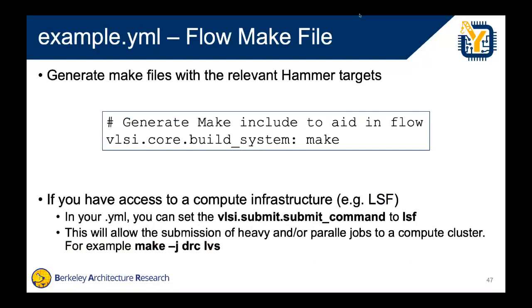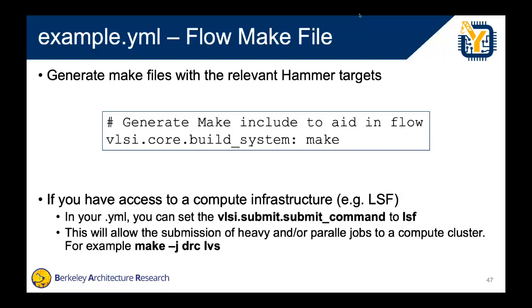Another nice feature of Hammer, something you might expect, is that it can generate a makefile with all these intermediate targets to avoid having to rerun everything from the beginning, or if you stop in the middle, Make will be able to figure out where you are in the flow, based on what's been produced thus far. And so you can set this build system parameter in VLSI core to make. That's the only one supported right now, but it's an API that you could have any build system you wanted there.